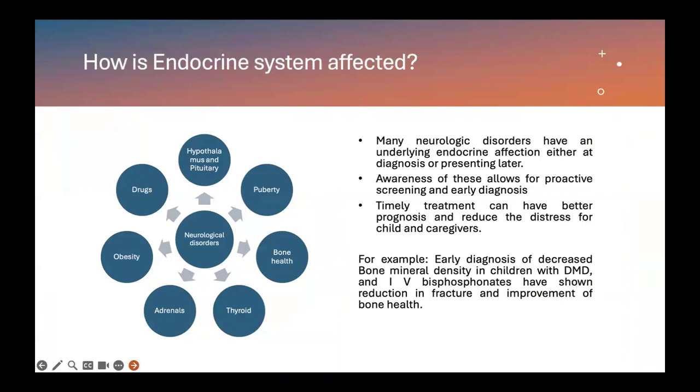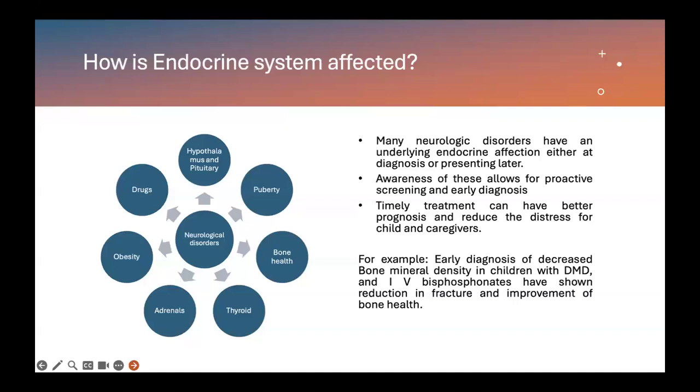Let me exemplify this. As Dr. Lucia mentioned, children with DMD, due to the underlying disease itself, due to the associated immobility, and the steroid exposure for a considerable amount of time have poor bone health and are known to have decreased bone mineral density and a propensity to long bone as well as vertebral fractures. Screening these children with DEXA scan and vertebral fracture assessment is now the norm, and IV bisphosphonate therapy is the first line for treating the osteoporosis in these children. It has shown reduction in fracture rates and improvement in bone health.